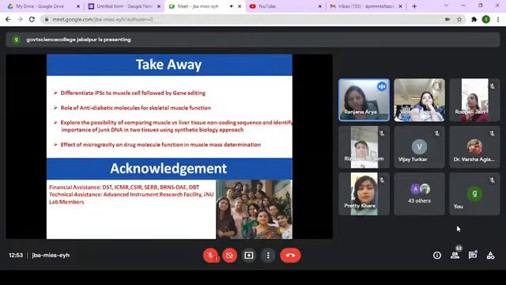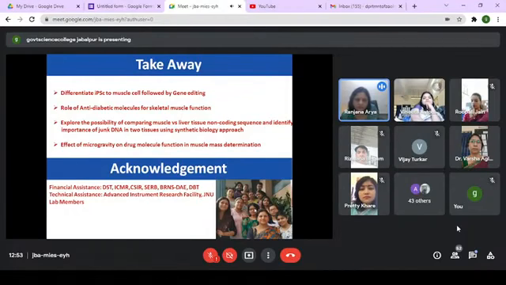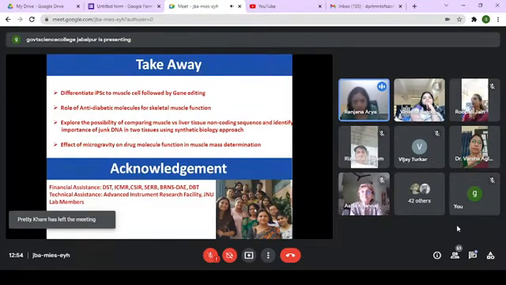So from this whole call, we are saying how you are going to differentiate the stem cells to muscle cells. Can you do the gene editing? Can we identify some of the anti-diabetic molecules? Basically, how we can approach and improvise upon the drug development.